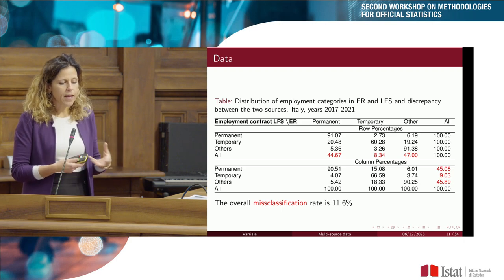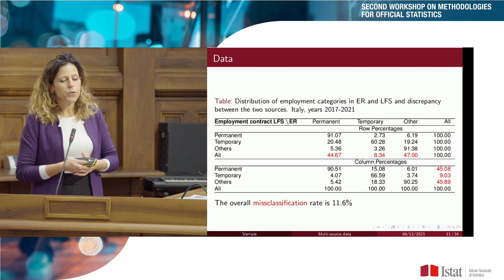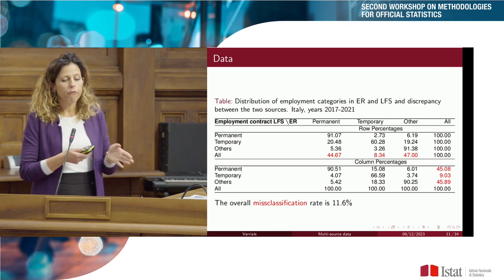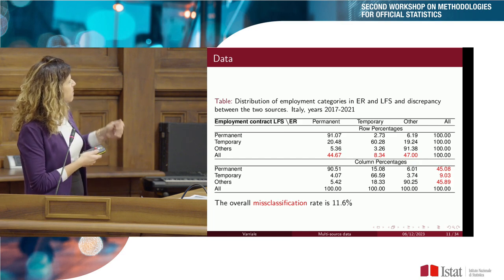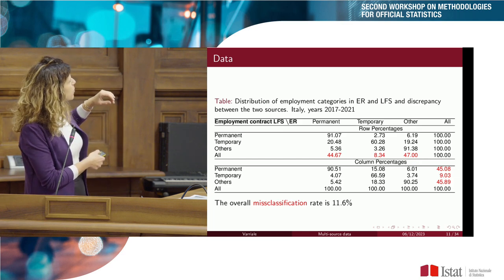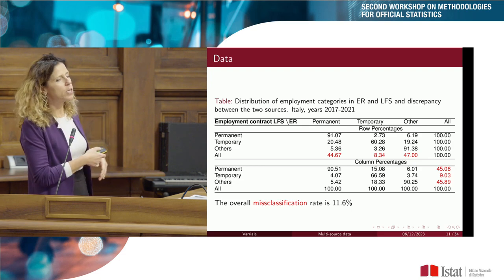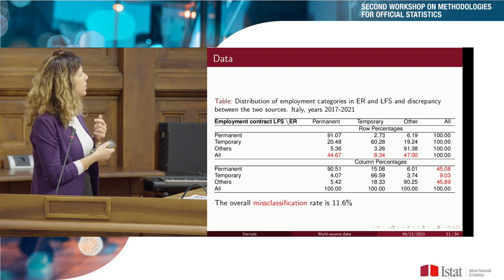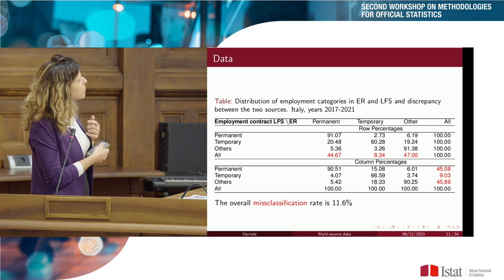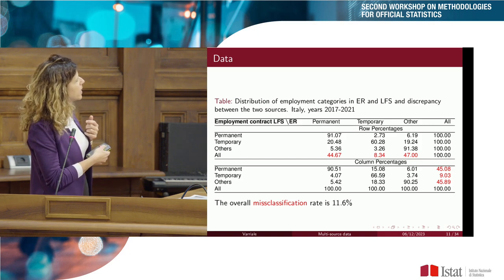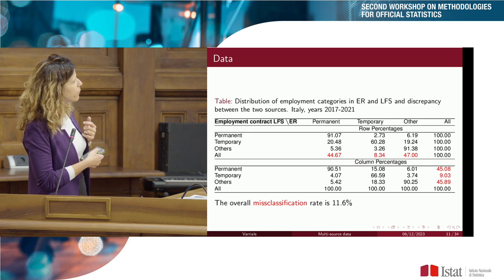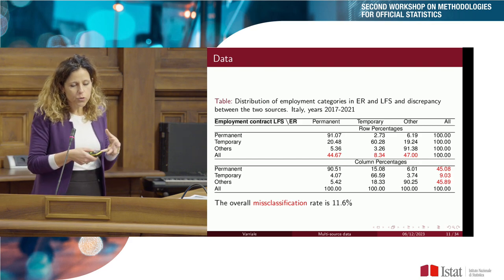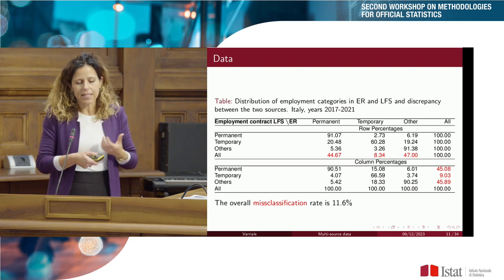So here you see the context of our problem. You see the distribution of employment categories in the employment register and the labor force survey for Italy. As you see, the overall misclassification rate is more or less 11%. So actually, that is the rate when the two sources do not agree in the information. And then we have here the marginal distribution from the employment register and the marginal distribution from the labor force survey. And you see that in Italy, more or less, things are going quite well. So actually, the two sources provide, let's say, consistent information.